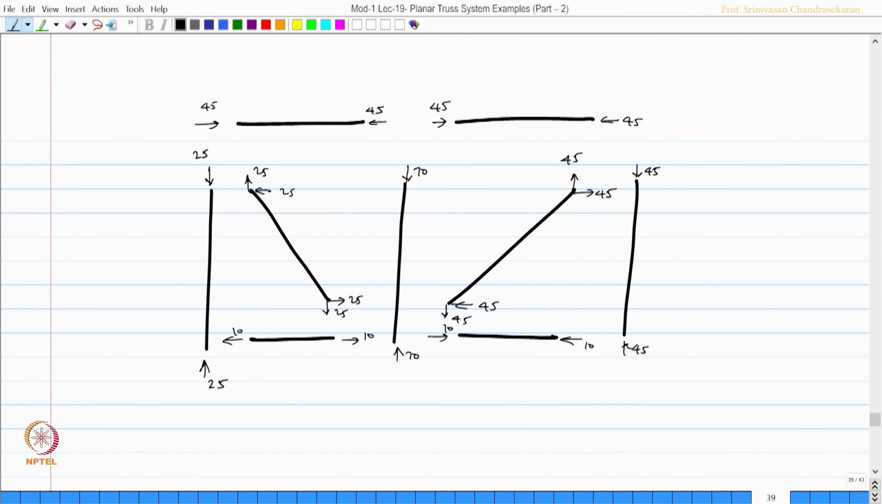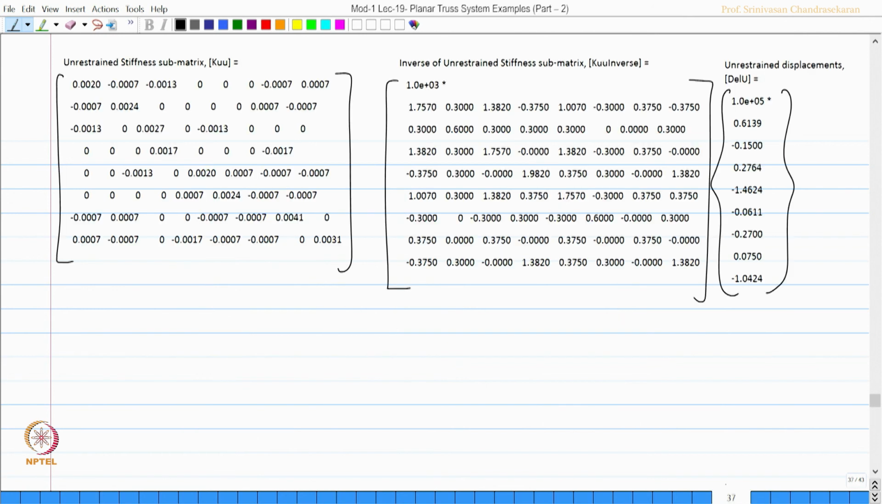Okay, the member reactions are found and they are the same as what you have here, which is going to be, so this value is 10 and this value is 25 and this value is 45 and this value is again 10, okay, which is the same as what you have here.